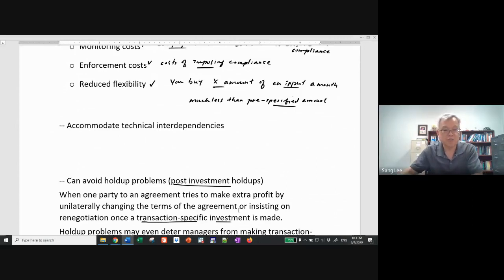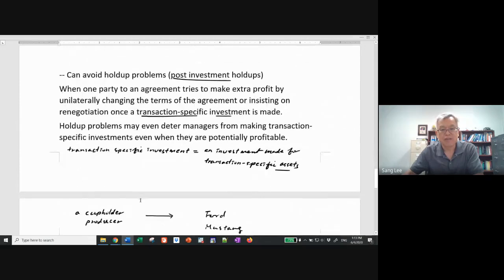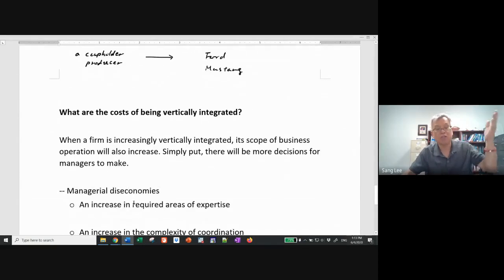And as we discussed a moment ago, instead of market transactions, when a vertically integrated firm makes an investment for a transaction-specific product, then what? Well, because the two divisions are within the same company, we don't have to worry about post-investment holdup. Okay, so those are examples of the benefits of being vertically integrated.